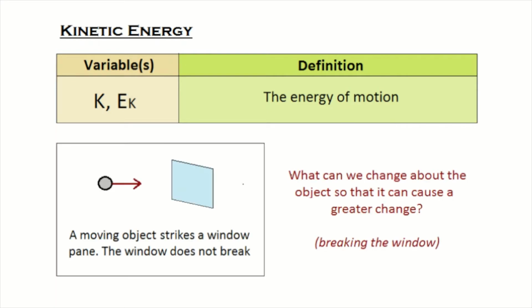Here we're looking at a ball flying to the right through the air. Because it's moving, it has kinetic energy. And because it has kinetic energy, we can use that up to cause a change in something else. Maybe the change we want to cause is the breaking of this window. So the ball hits the window, and in our first trial, the window didn't break. So the question here is, what can we change about the ball while it's flying through the air to have a better chance of breaking the window and cause a greater change?